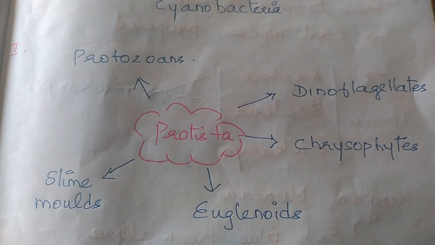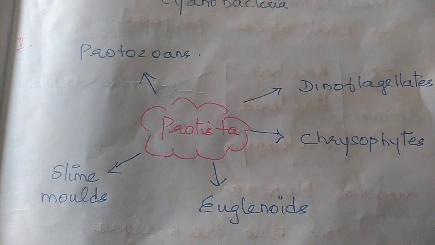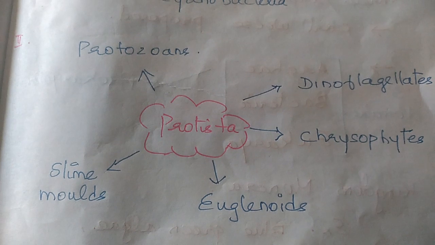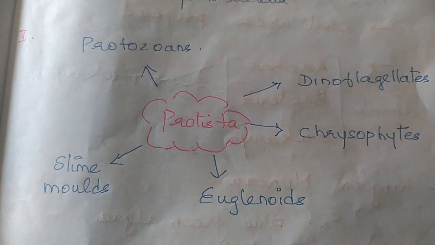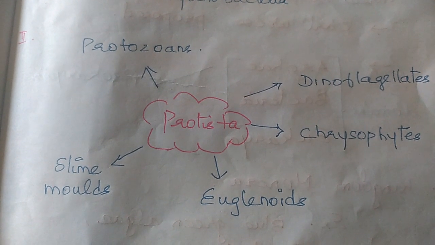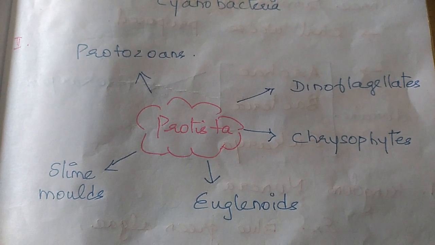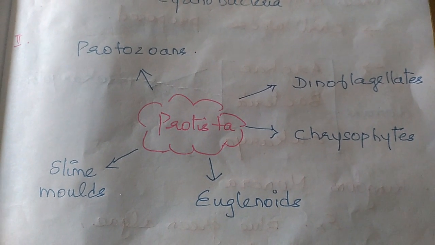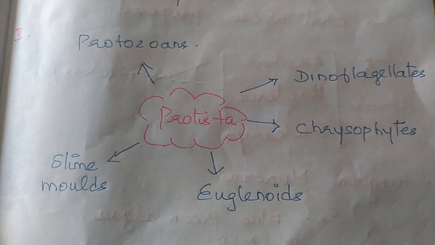So these 5 friends and Protista are going on a tour, going to the sea. Imagine like that and you can easily remember all the 5 members. Who are the 5 members going on tour along with Protista? Then you can easily remember them as dino, chryso, eugleno, slime molds and protozoa.